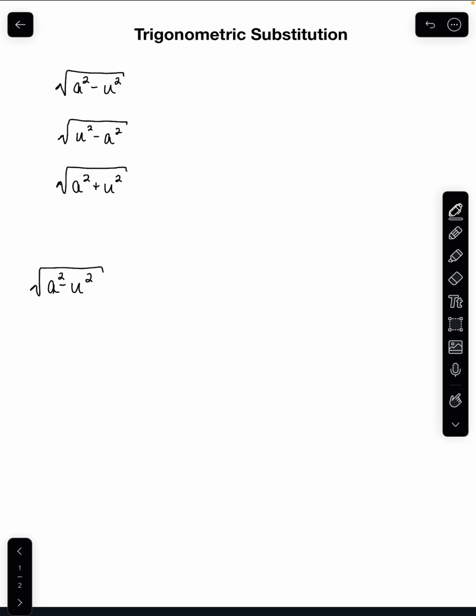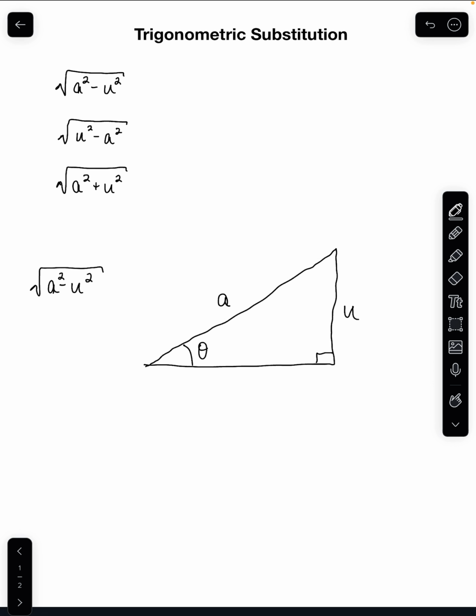For a square root of a squared minus u squared, we would be looking at a right triangle drawn with the angle in question in standard position, which we will label theta. In order to produce an a squared minus u squared, a must be the length of the hypotenuse, and u must be the length of one of the two legs. It can be done with either, but by convention, in a situation such as this, u is considered to be the length of the opposite side of angle theta.